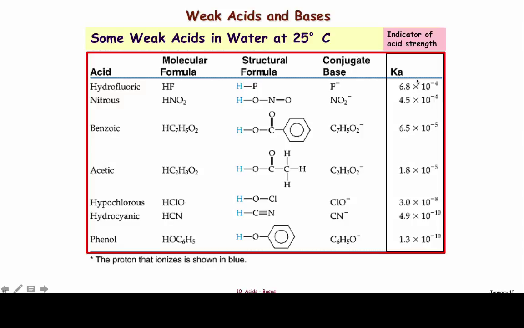The smaller the Ka value, the weaker the acid. 1.3 times 10 to the minus 10 is a lot smaller number than 6.5 times 10 to the minus 5. Therefore, phenol is a weaker acid than benzoic acid. Hydrofluoric acid is a stronger weak acid than nitrous acid.